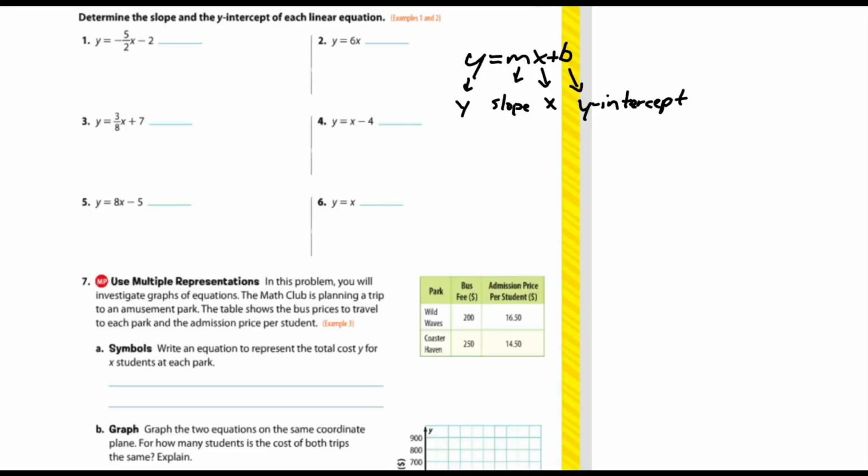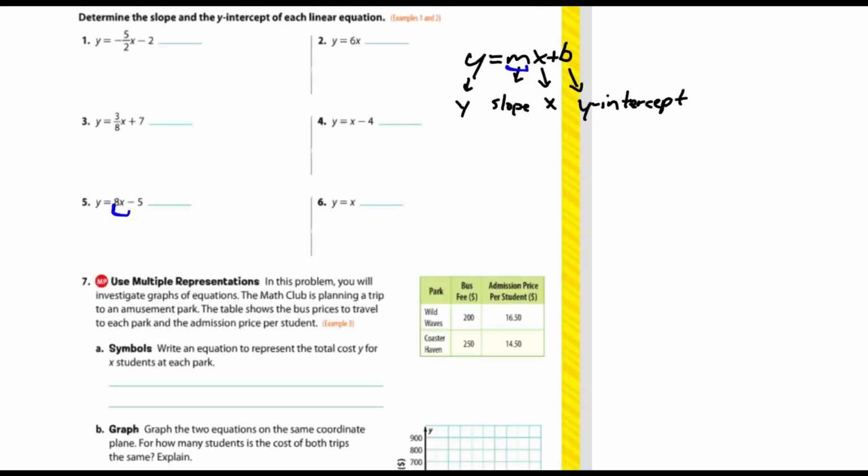So first couple just say, find the slope, find the y-intercept. Slope's the number right next to x. In this case, well, I don't want to do number 1. We already did number 1. Let's skip down. Let's do number 5.